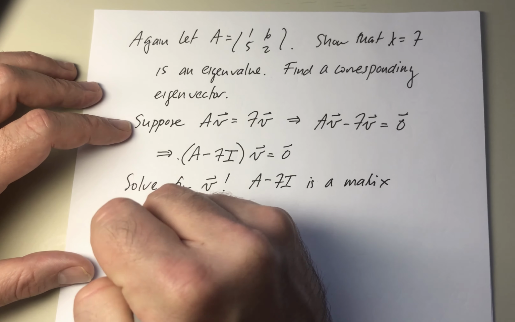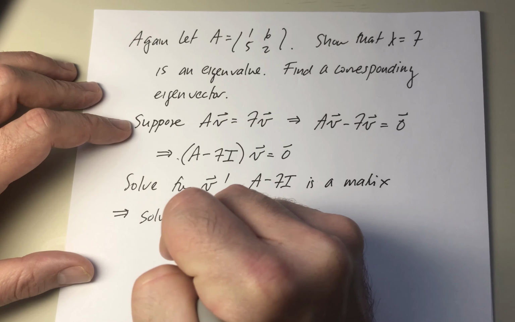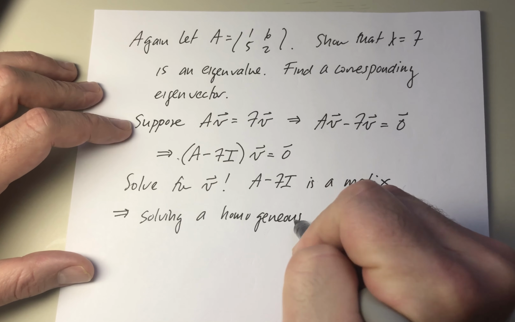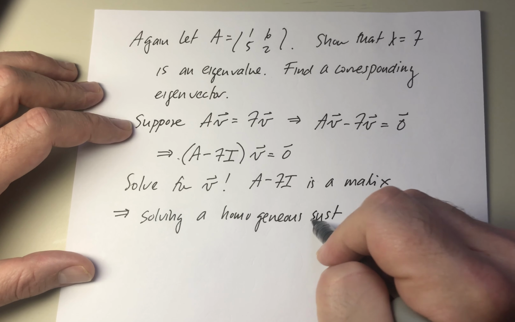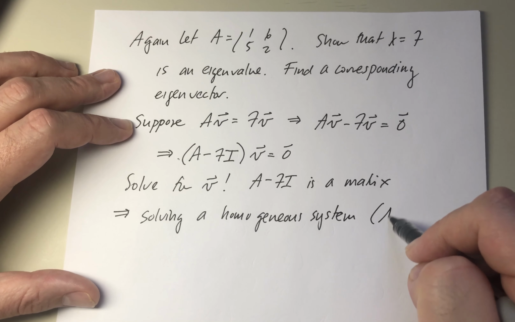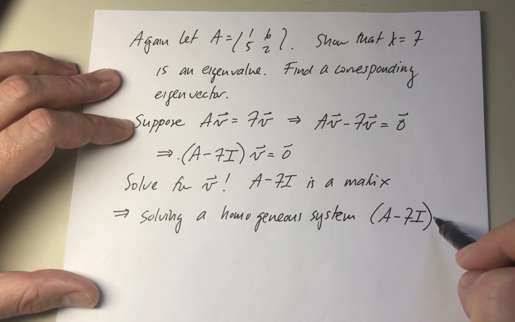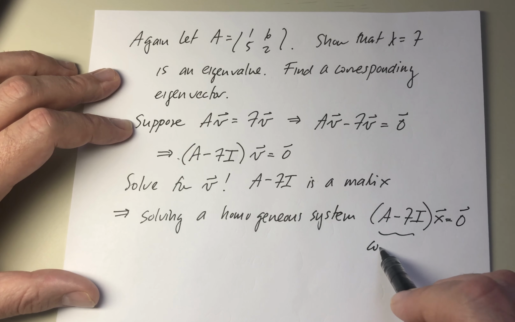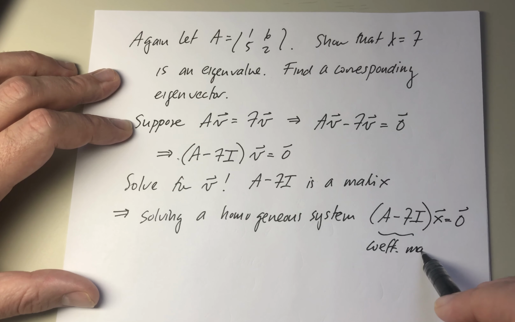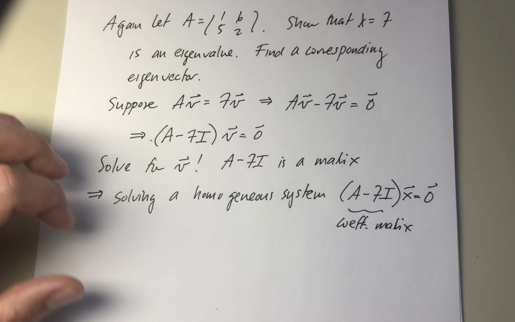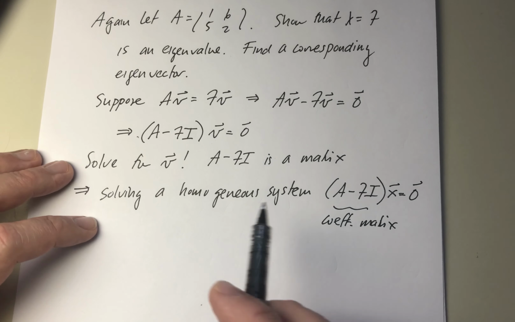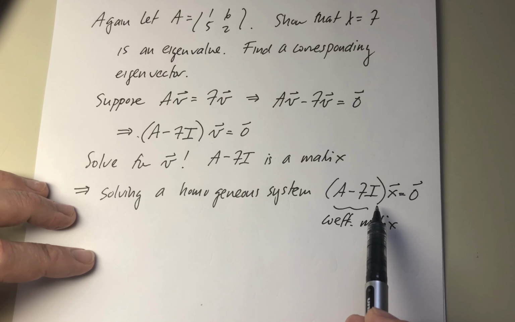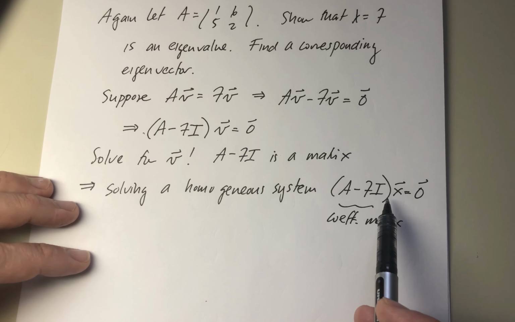So what we're really doing is we're solving the homogeneous system (A minus 7I)x equals 0. Again, this is just a coefficient matrix, if you like. Okay, and so one more time, we've seen this over and over, that seemingly we're talking about a new concept, but it all boils down to solving a system. Okay, so let's do that here.